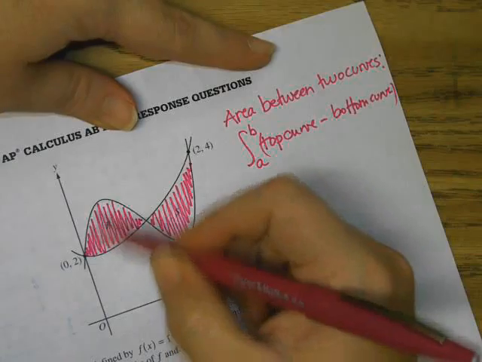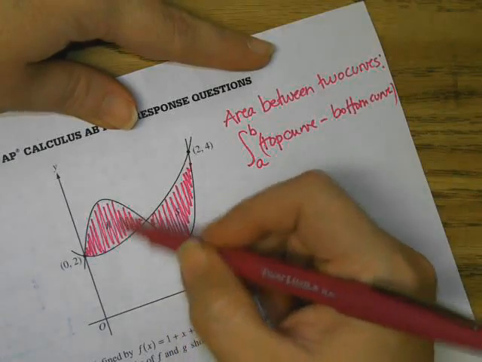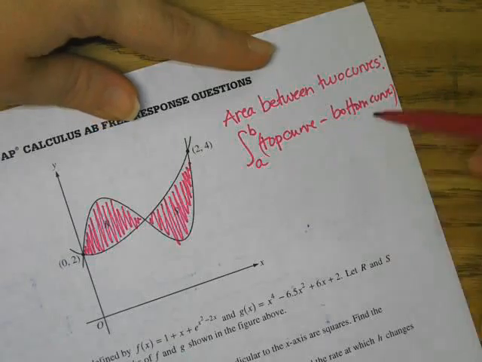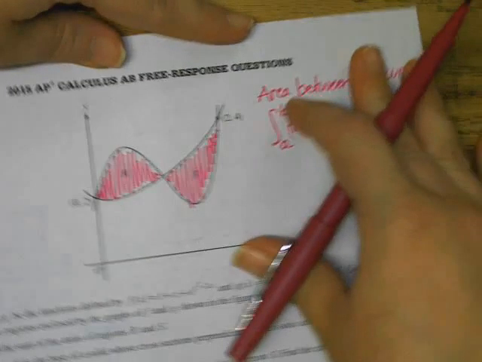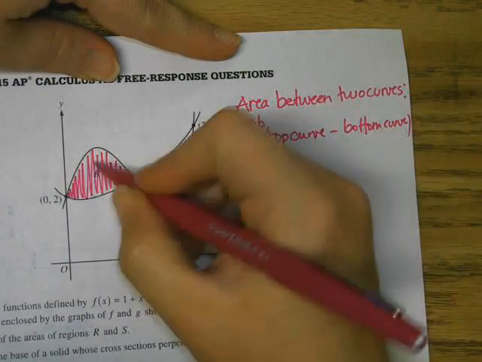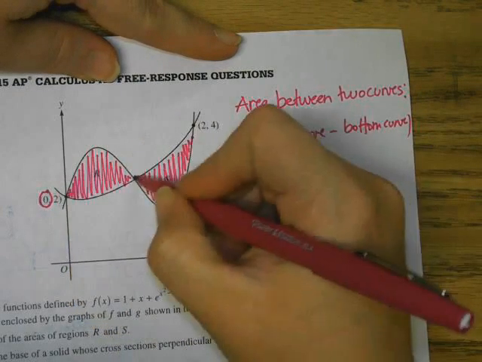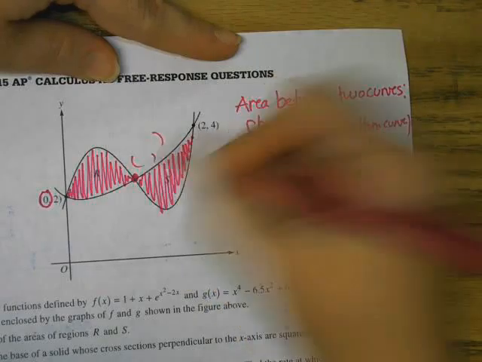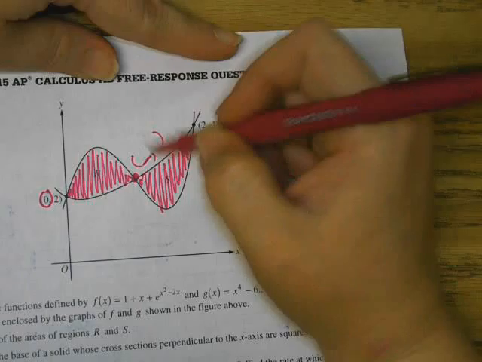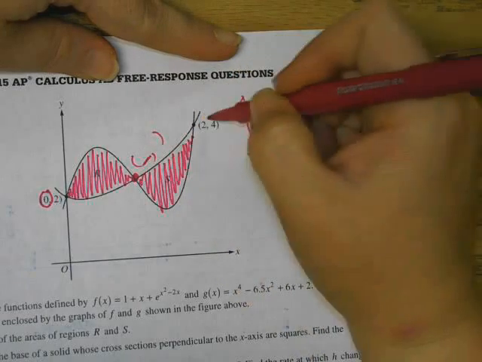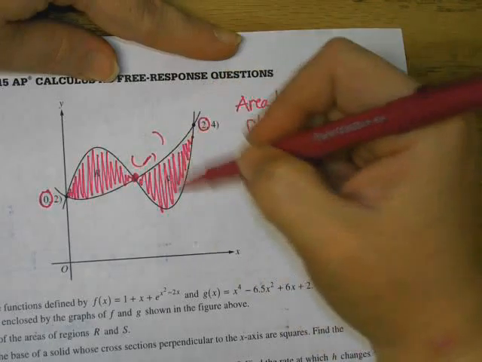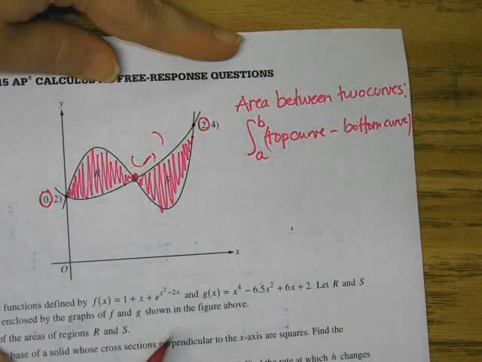So for R, we would go from 0 to whatever the x value is for this point of intersection. For S, we would go from that x value to 2. We have to do two integrals because we have two separate areas here. That's why it says find the sum. We're going to find the area of R by doing top minus bottom, the area of S by doing top minus bottom, and then we'll add them together. We're going to put this in the calculator and decide which curve is which. I don't know which of these is f and which is g, so we'll figure that out when we graph it in the calculator.